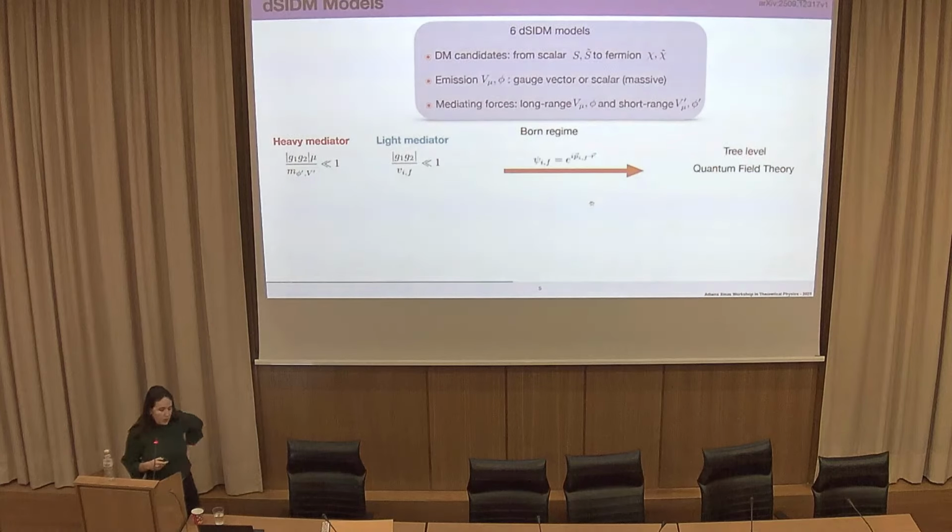Up to now, we have studied a set of six dissipative dark matter models with dark matter candidates ranging from scalars, which could be real or complex, to fermions, which could be Dirac or Majorana. We considered mediation from scalar to gauge, with emission similarities that could be scalar to gauge, and two regimes of mediating force: long range, so a mediator with a really light mass, or short range, so a mediator with a really heavy mass.